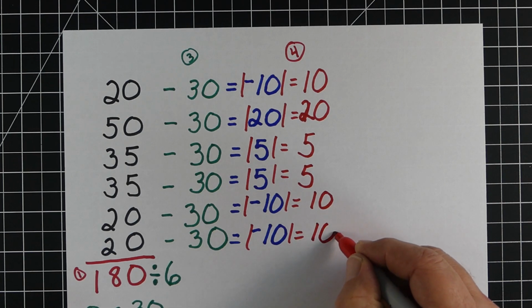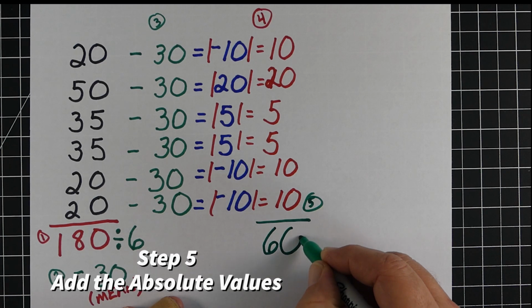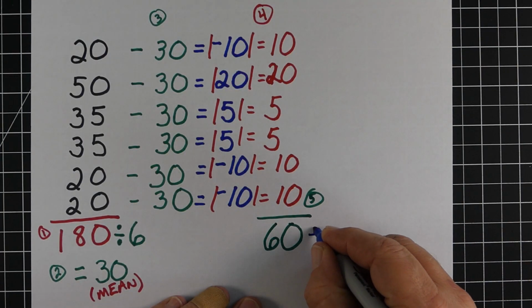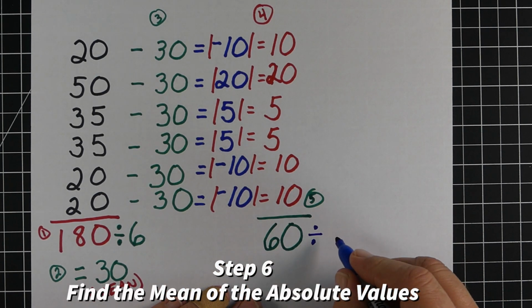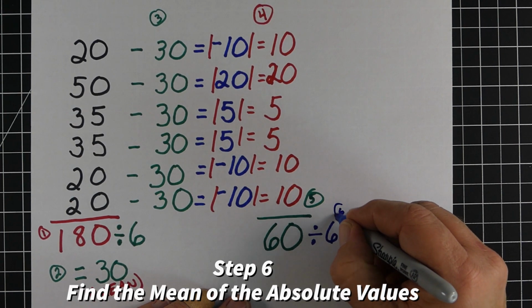Now, our 5th step is we're going to add up all these absolute values. So when we add these numbers up, we end up with 60 again. We're going to take this 60 and divide it by 6, because again, there's still 6 numbers in this list. 60 divided by 6 would be 10.